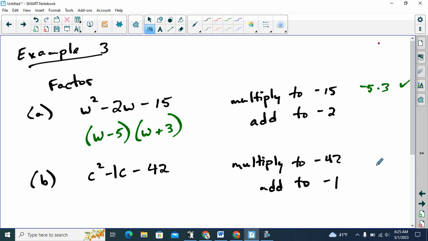Something that multiplies to 42. Well, we've got 2 times 21. 21 plus 2 is 23. 21 minus 2 is 19. I'm trying to get 1. That's not going to be it.